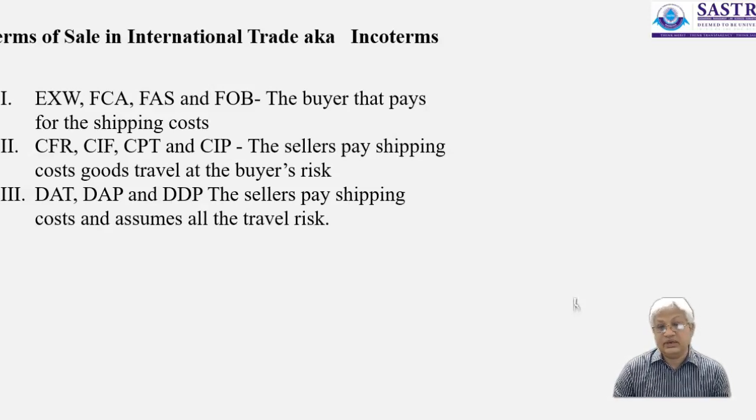DAT, DAP and DDP. Here the sellers pay the shipping cost and also all the travel risk. Now, depending on the kind of goods that is being sent, the quantity, the criticality, the fragility of the goods, perishability of the goods, the cost, the unit cost, buyer and supplier arrive upon the term of sales.